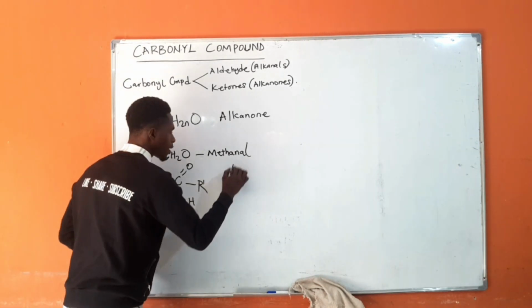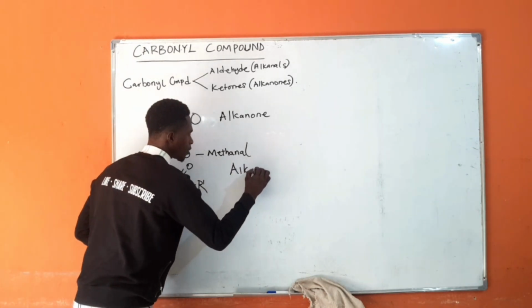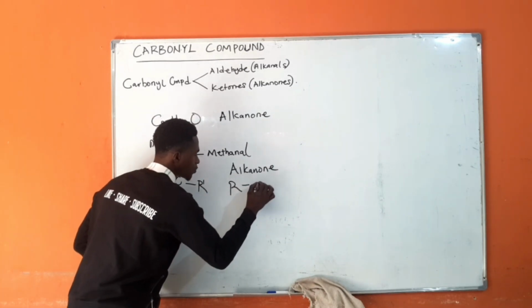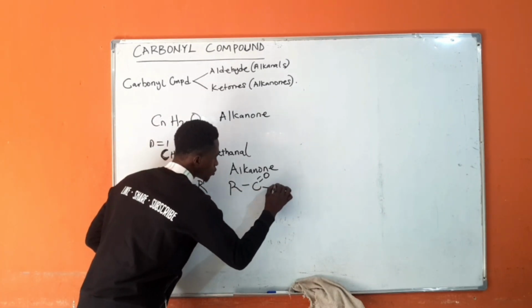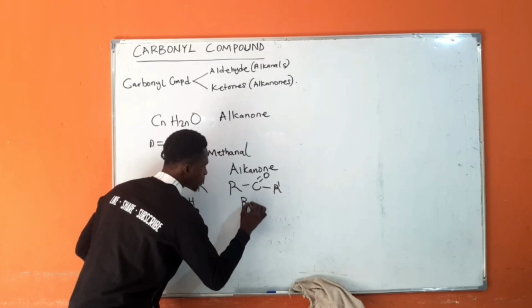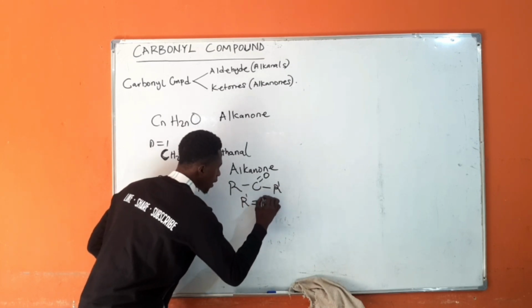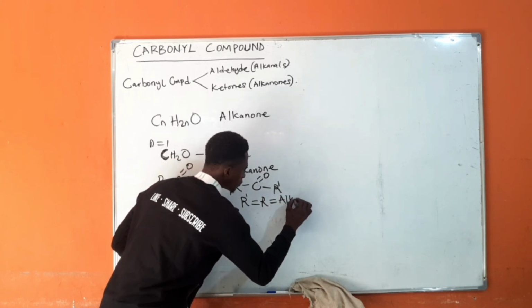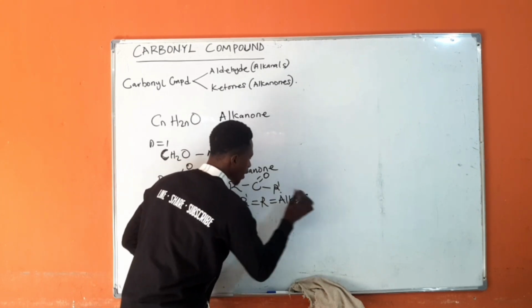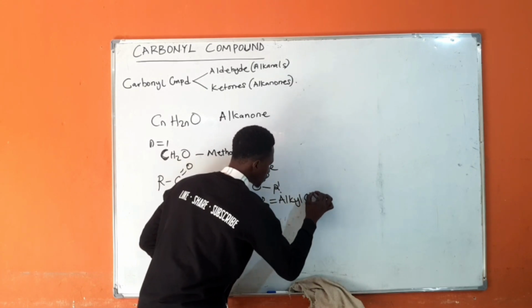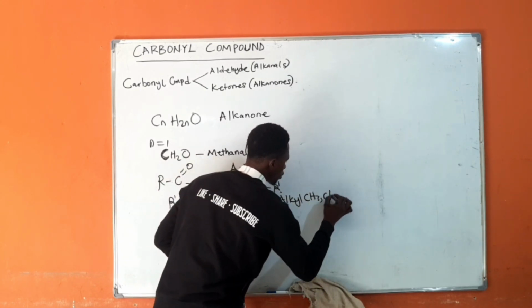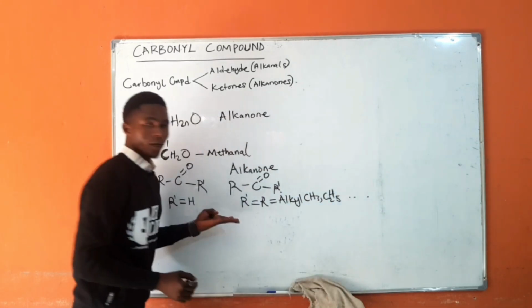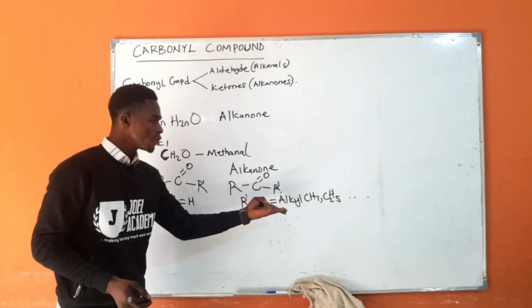But the alkanones have the structural formula R connected to C, double bond O, connected to R prime, where R prime is equal to R and is an alkyl. That is to say, R can be CH3, it can be C2H5, and so on, all the members of the alkyl family.